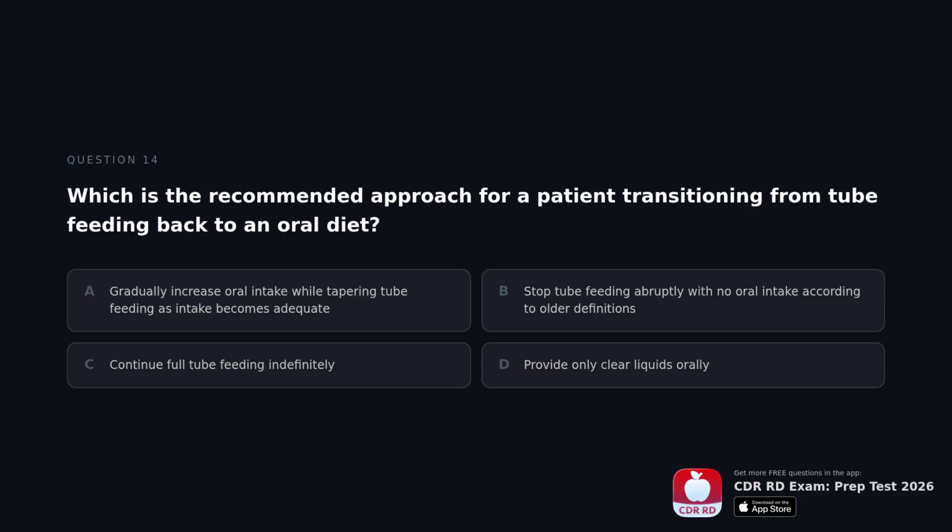Which is the recommended approach for a patient transitioning from tube feeding back to an oral diet? A. Gradually increase oral intake while tapering tube feeding as intake becomes adequate. B. Stop tube feeding abruptly with no oral intake according to older definitions. C. Continue full tube feeding indefinitely. D. Provide only clear liquids orally.